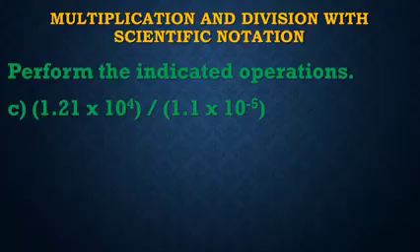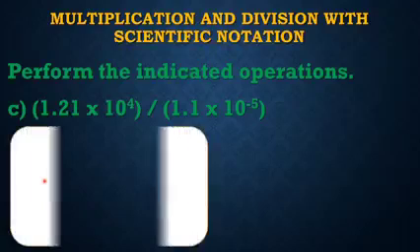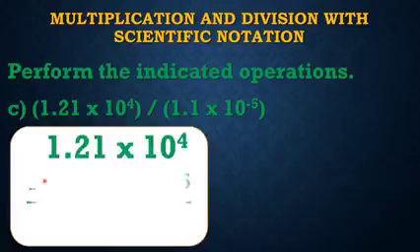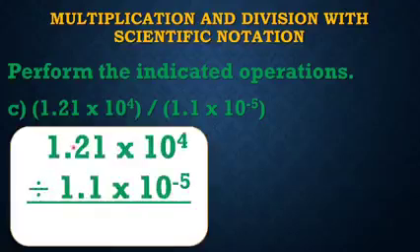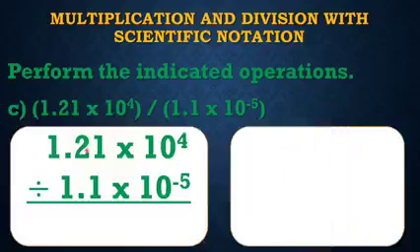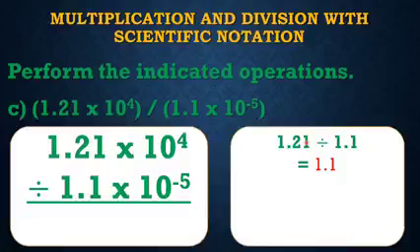Okay, letter C. We have 1.21 times 10 raised to 4 divided by 1.1 times 10 raised to negative 5. So when dividing two scientific notations, our rule is we will divide the two mantissas. That is 1.21 divided by 1.1. Okay? So that is the first thing we will do. We divide the two mantissas. 1.21 divided by 1.1 and the answer is 1.1. So this will be our new mantissa.